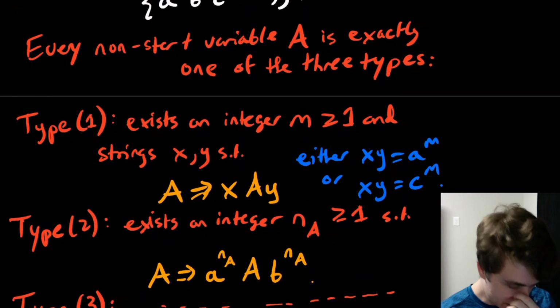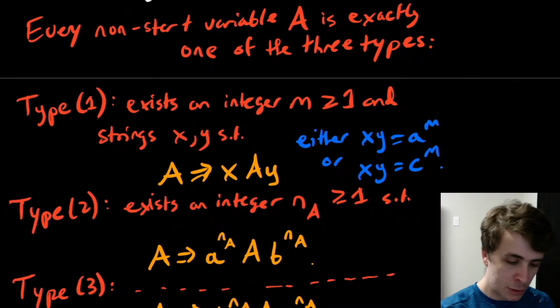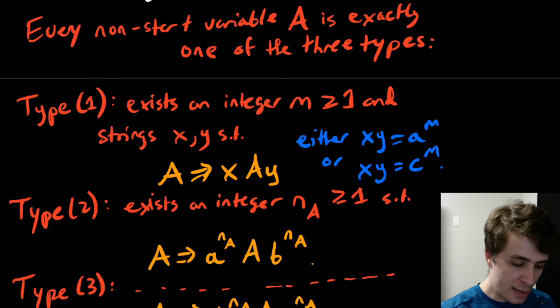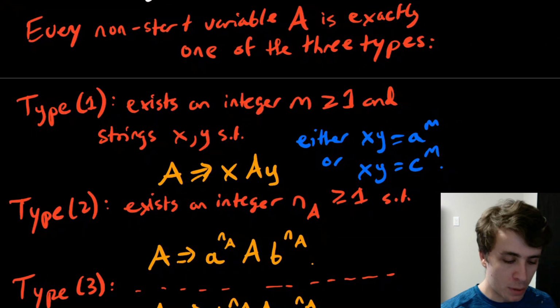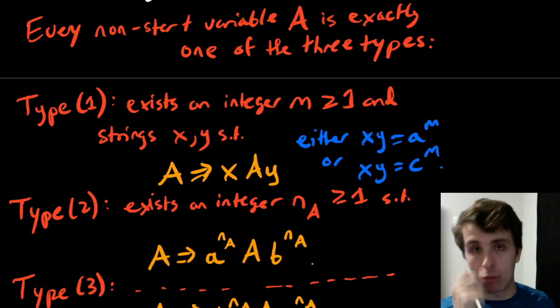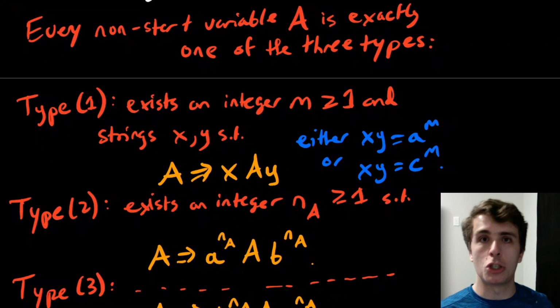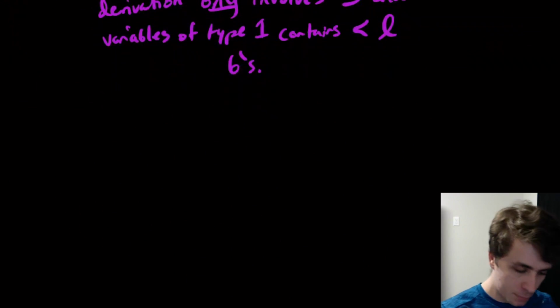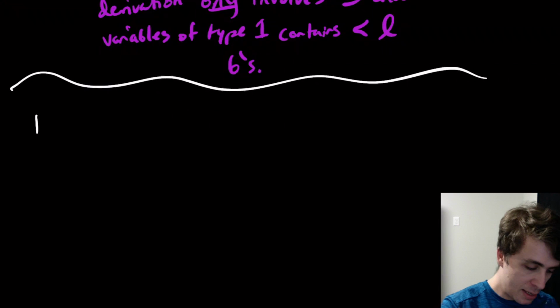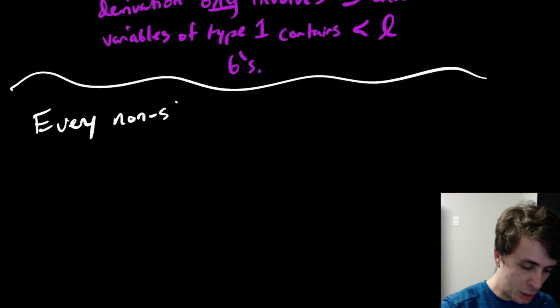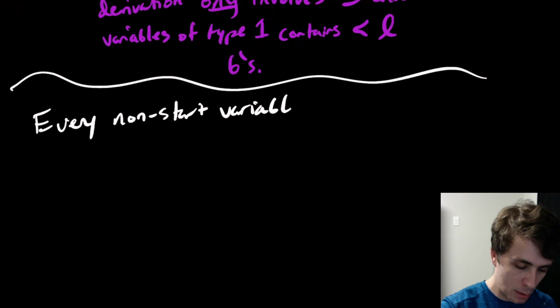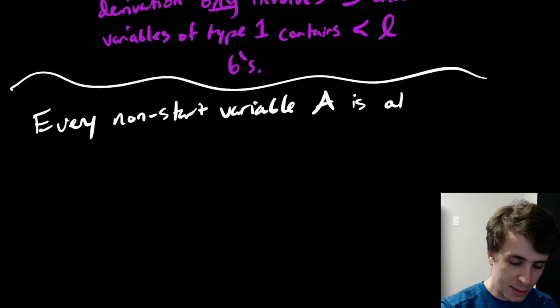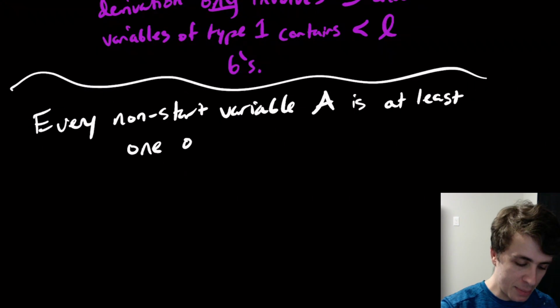Okay, so let's actually try to start proving this lemma right here. The one that we're going to prove first is that every non-start variable is exactly one of these three types. So what we're going to do is proceed in stages. We're going to show that it's at least one of the three types, and then we're going to show that it can't be two types simultaneously. And then after that, we're going to prove these two down here. So what we have here is that every non-start variable, let's call it A, is at least one of the three types.